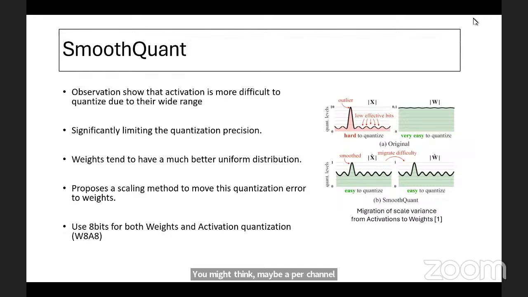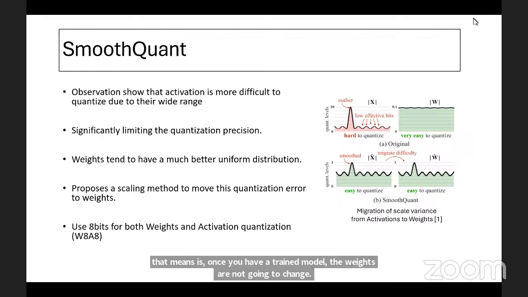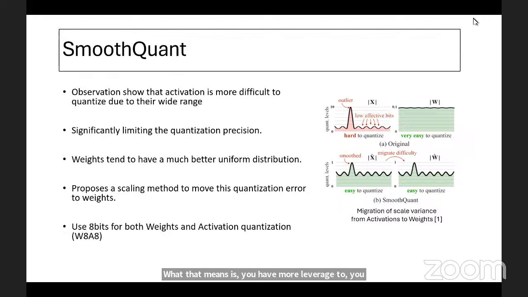But again, the challenge is if you look at weights versus activations, you can clearly see that weights, which are initialized and updated during the training process, tend to have a much better distribution. The user also has much better control because they are static. What that means is once you have a trained model, the weights are not going to change, so you have more leverage to look at the weights and apply more techniques to them. So you have more power to work with the weights.